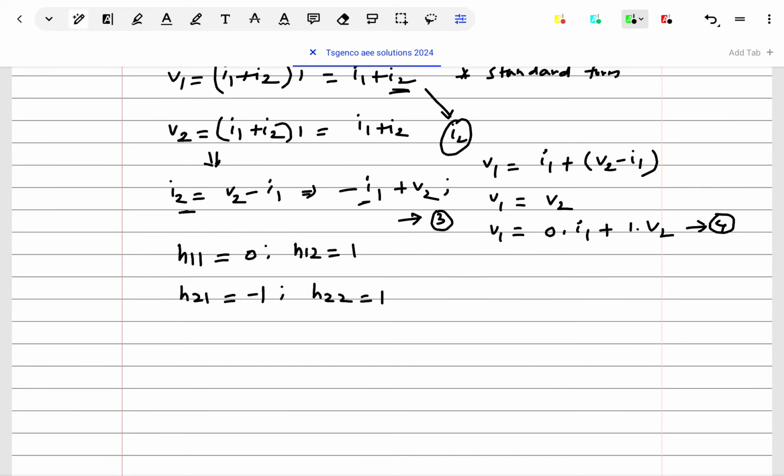So finally, the H parameters of the circuit are 0, 1, minus 1, 1. This will be the answer for this question.